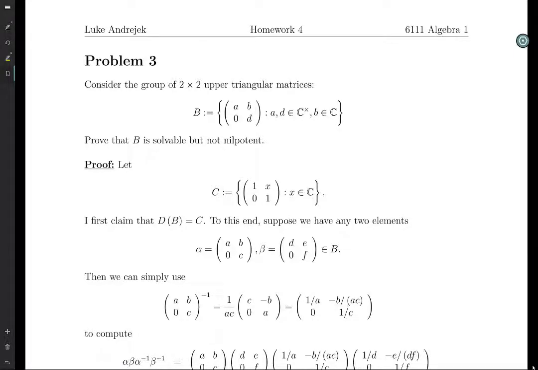Alright, let's do this problem about solvable and nilpotent groups.